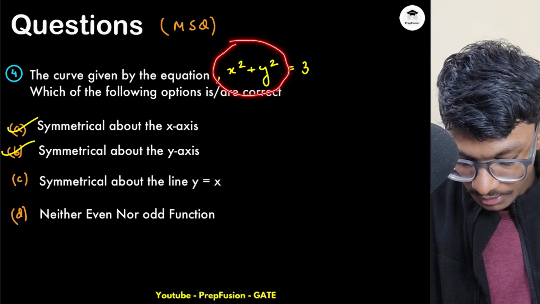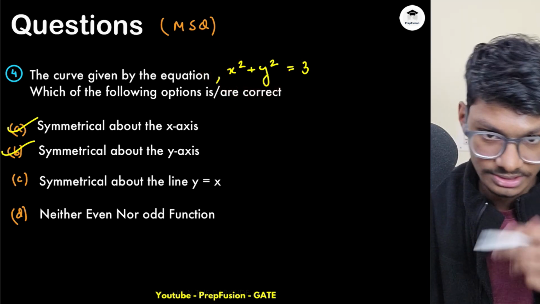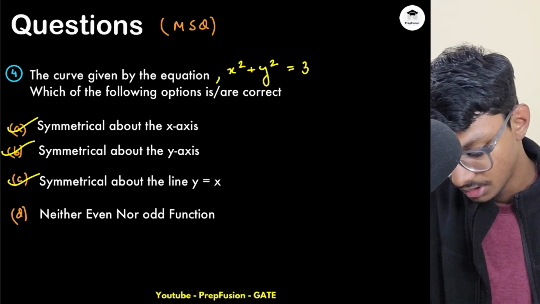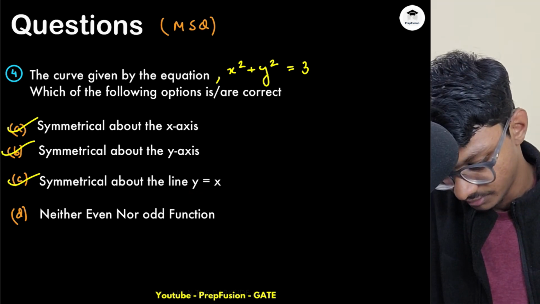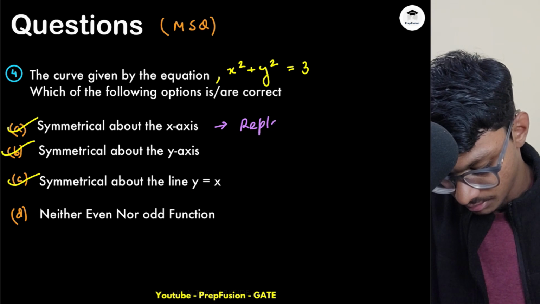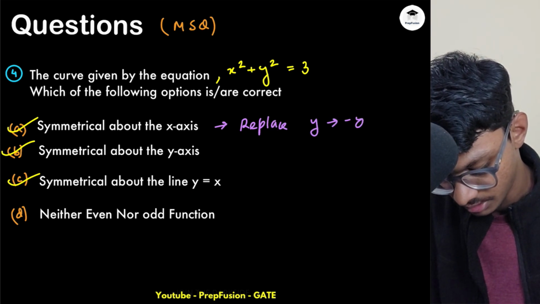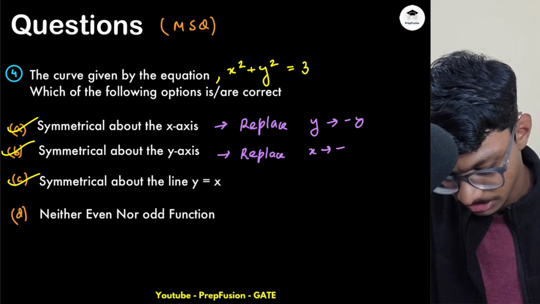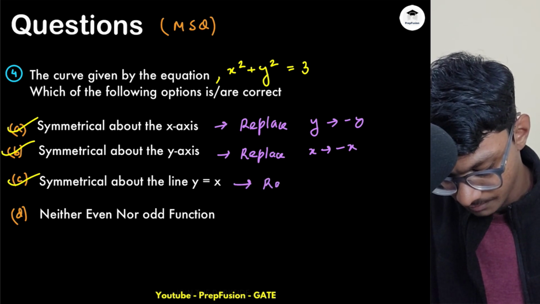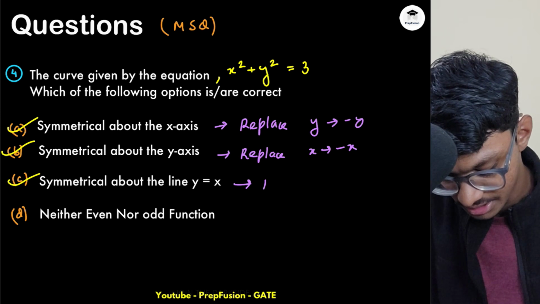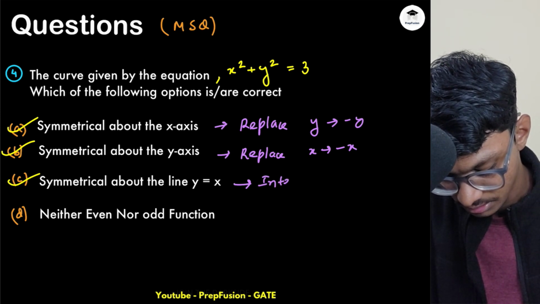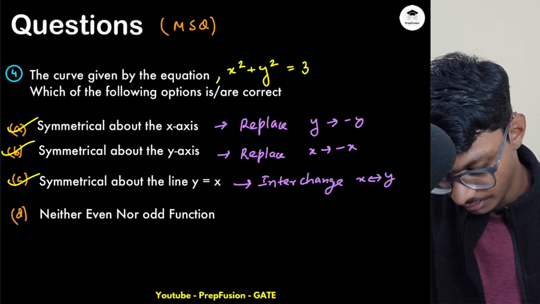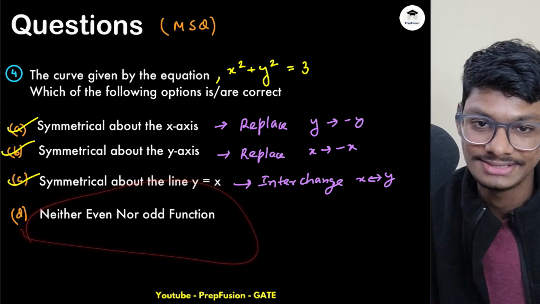Now if I replace x with y and y with x, what will happen? This will be the same only, right? This equation won't change. So this is also symmetrical about the line y equals x. So I will just write a few things: replace y with minus y, then replace x with minus x, then interchange x and y.